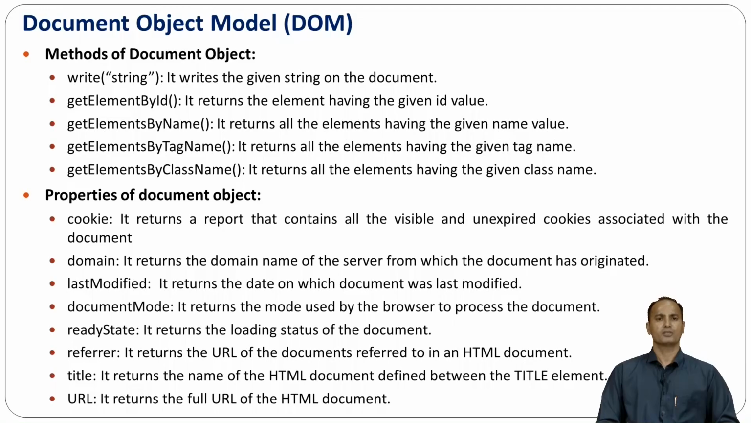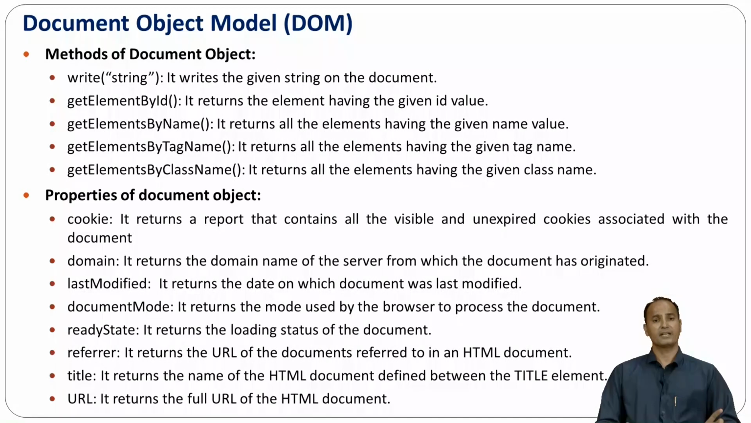Methods of a document object. There are various methods supported by document objects. One is write, which we always use in JavaScript programs, document.write, to display content on the browser window. Then the getElementById method returns the element having the given ID value. It matches the ID specified. getElementsByName returns all the elements having the given name value. It returns an enumeration kind of thing.